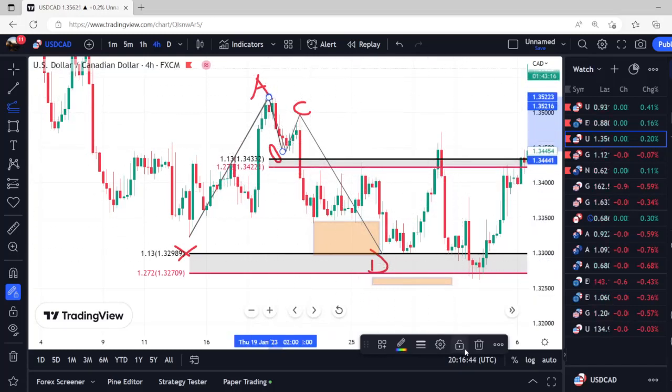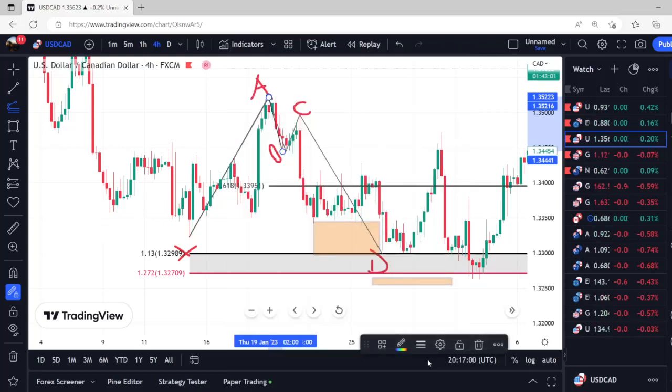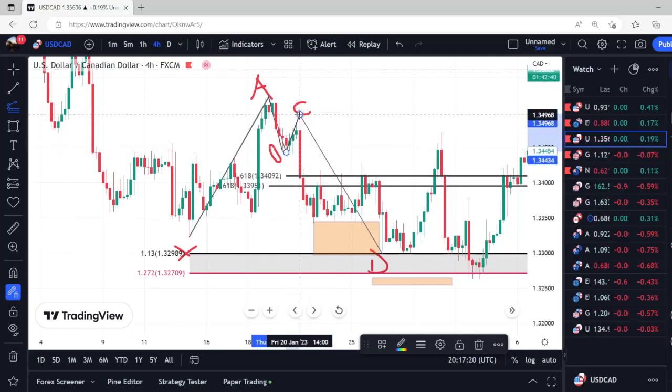I said 1.27 is the minimum, but you can extend it to 1.618. So I always go for 1.618 as my extension. So my 1.618 is right there. So AB equals CD. The length of the AB is equal to CD. With the alternate bar pattern, it can be extended. Now I need to get my BC leg. So I go from C to B back to C.